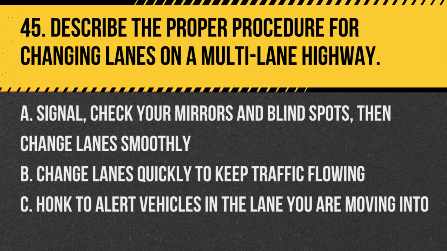Question 45. Describe the proper procedure for changing lanes on a multi-lane highway. A. Signal, check your mirrors and blind spots, then change lanes smoothly. B. Change lanes quickly to keep traffic flowing. C. Honk to alert vehicles in the lane you are moving into. Answer. A. Signal, check your mirrors and blind spots, then change lanes smoothly. Proper signaling and checking is essential for safe lane changes.